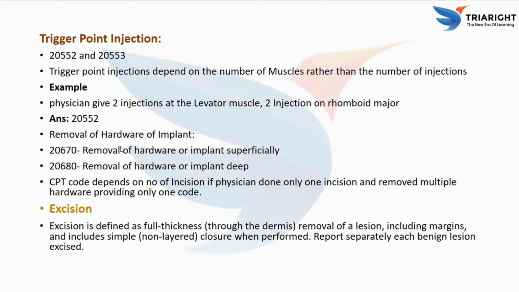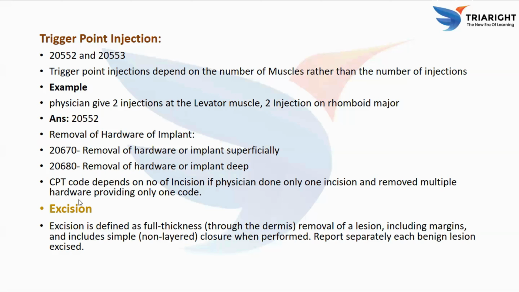So next is the removal of hardware or implants. What does this mean? Removal of the screws, plates, rods, wires or implants that were previously placed in the body. The 20,670 code describes removal of hardware that is superficial, near the skin surface. Whereas 20,680 describes removal of deep hardware, which is buried deep in the tissue or bone. The CPT code depends upon the number of incisions but not the number of hardware pieces removed.